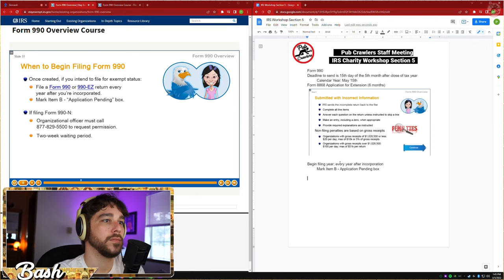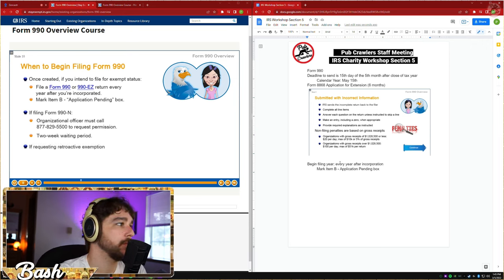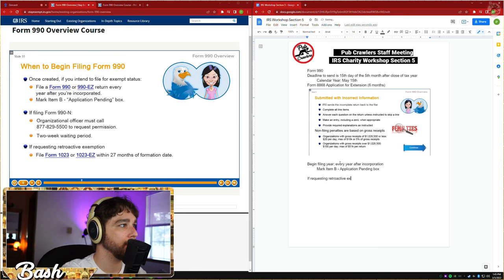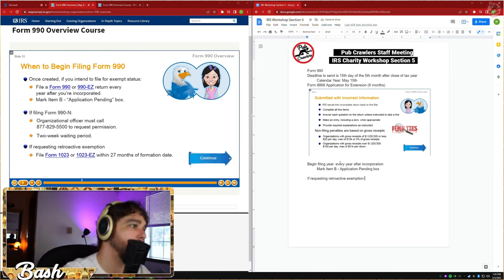Also, if an organization is applying for recognition under 501(c)(3), and wants its tax exemption to be retroactive back to its formation date, it generally must file Form 1023 or 1023EZ within 27 months of the end of the month it was legally organized. Requesting retroactive. For more on non-filing penalties.